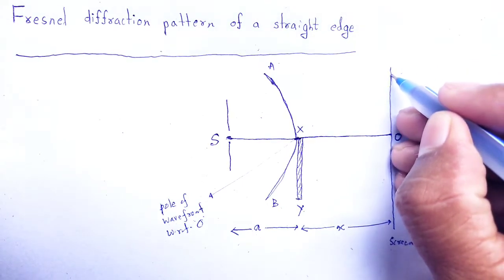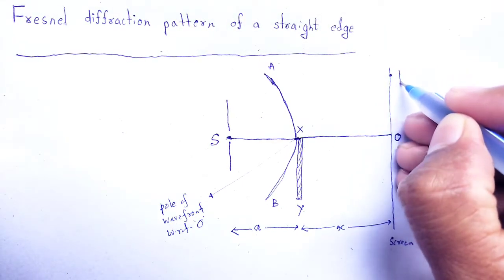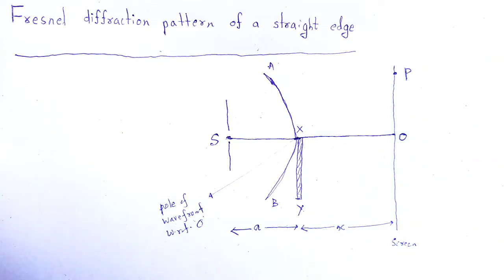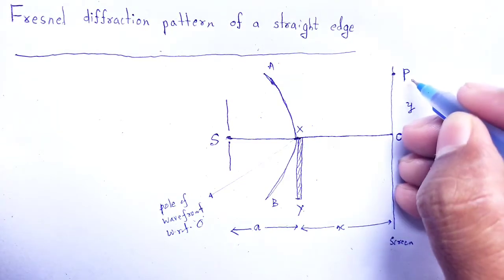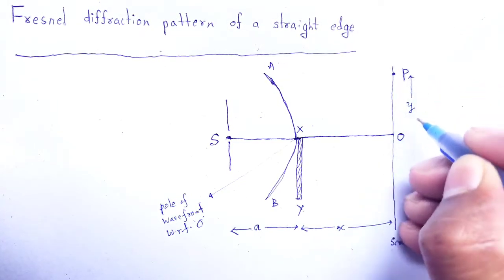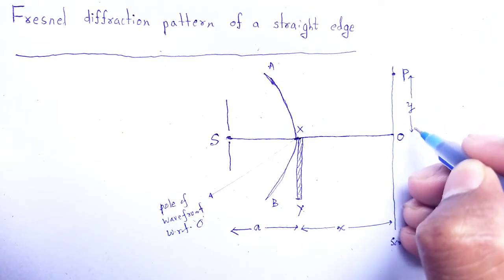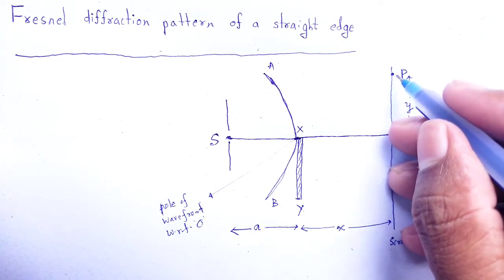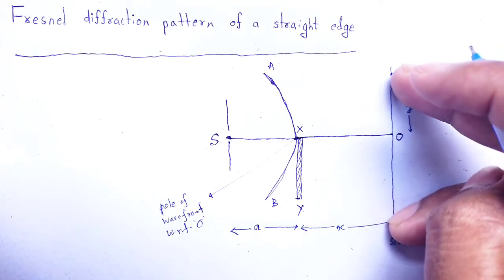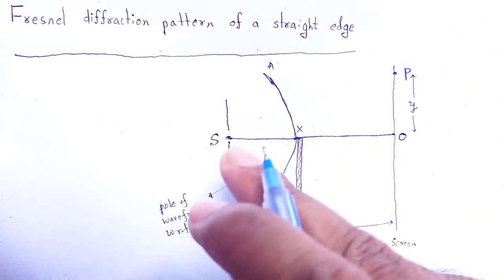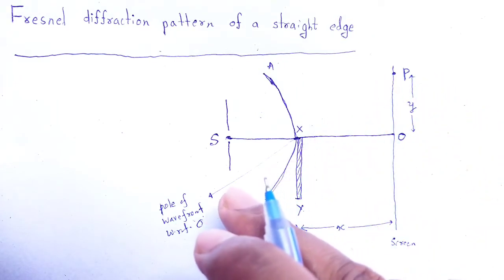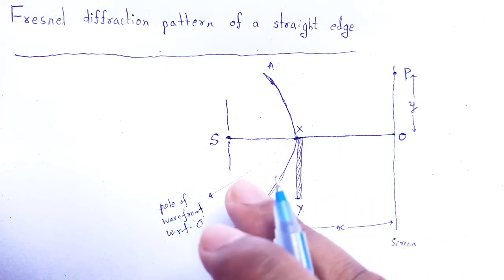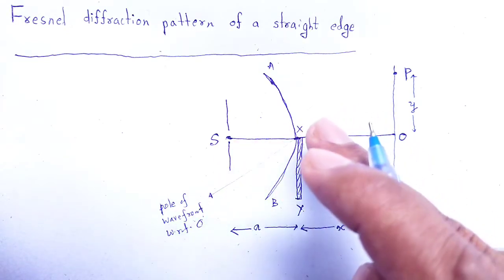Let us take a point P on the screen, which is at a distance of small y from the center of the screen O. Here we have to observe what will be the intensity at point P when we place a straight edge in front of the monochromatic source of light.